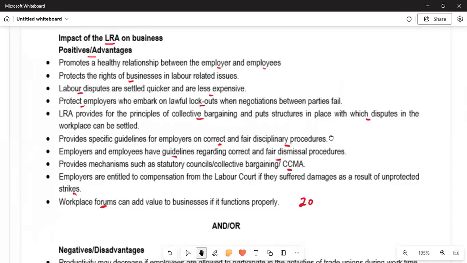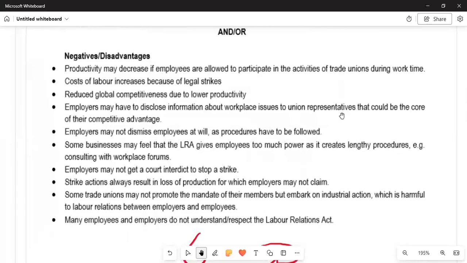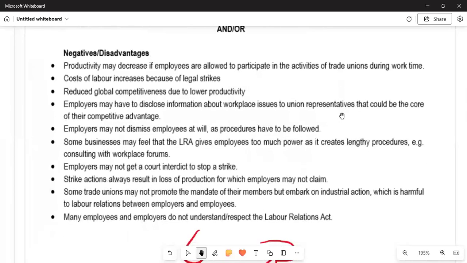And then if we can move on again, let us understand that we have the negatives, which are called the disadvantages. We are saying that productivity suffers if the employees are allowed to participate in the activities of the trade unions during working hours or work time.